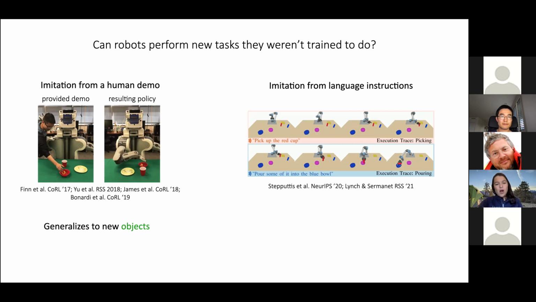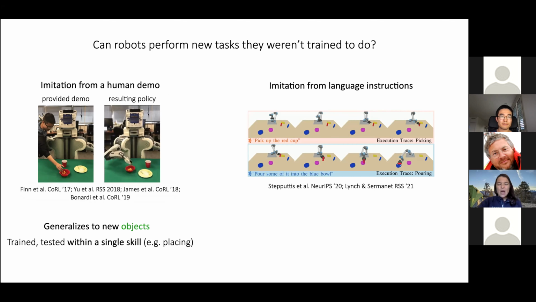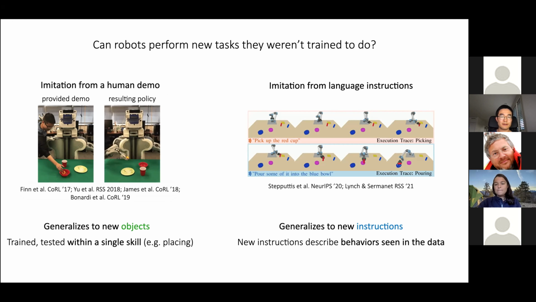These have made progress on this goal. For example, these works on the left can generalize to new objects. However, they're all trained and tested within a single skill, such as placing, and so this limits how broadly it's able to generalize. And these works on the right are able to generalize to new instructions, so new phrases describing a task. But ultimately, the new instructions in these works are describing behaviors that are seen in the data.